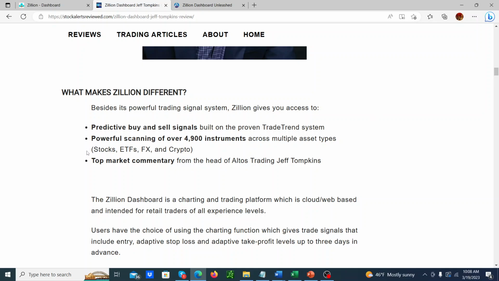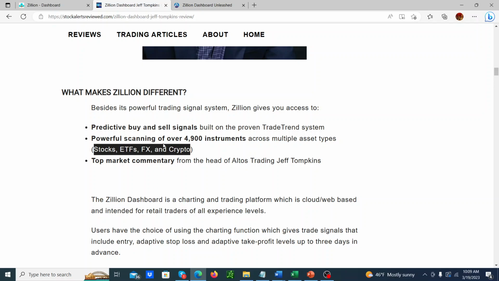I think it's also worth pointing out 2 main things at this point. This program or dashboard looks at stocks, ETFs, forex and crypto, which is also fairly unusual. Normally you don't get all of that in one program. And second of all, this is primarily at the moment a swing trading system. The only thing you can do is look at daily charts. This is not intraday.